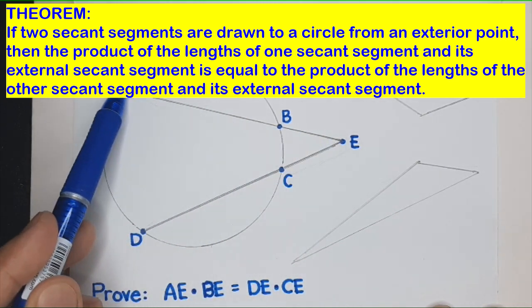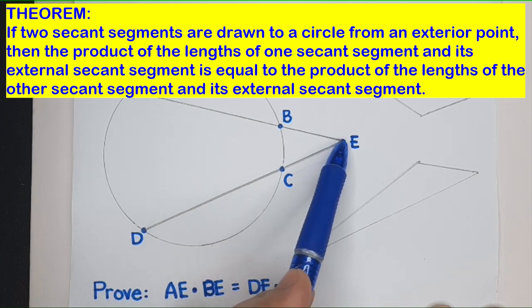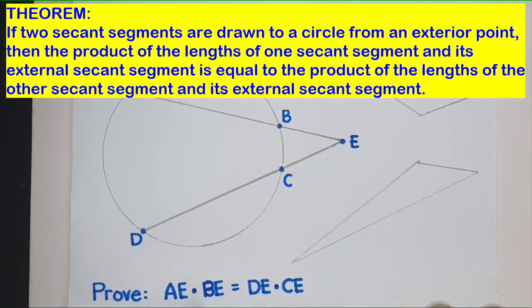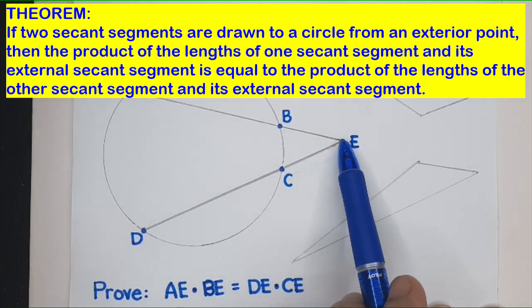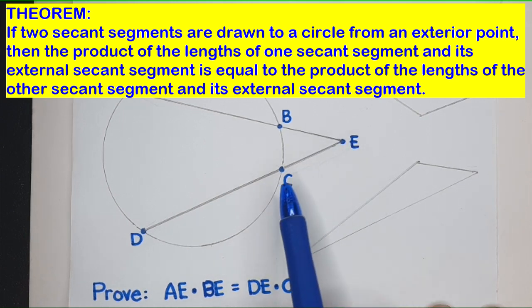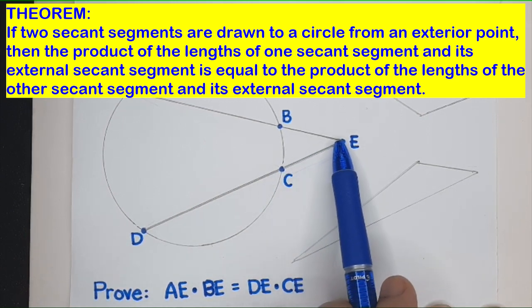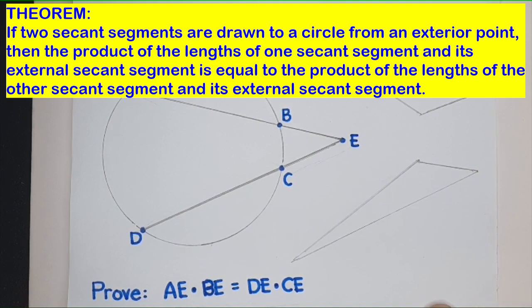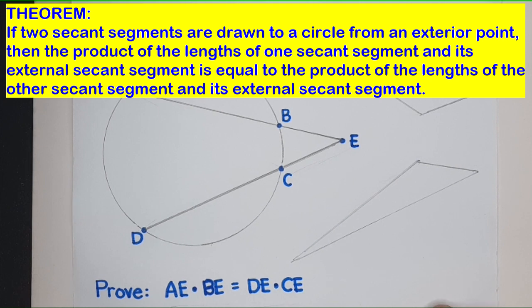AE, the length of this line segment AE, times the length of line segment BE is equal to the length of line segment DE times the length of the line segment CE. Okay? So, we're going to prove that theorem. So, ikukwento ko muna ulit sa inyo yung mangyayari sa theorem. And then, after the story, I'm going to write the two-column proof of this theorem. Ito muna ang gagawin natin.